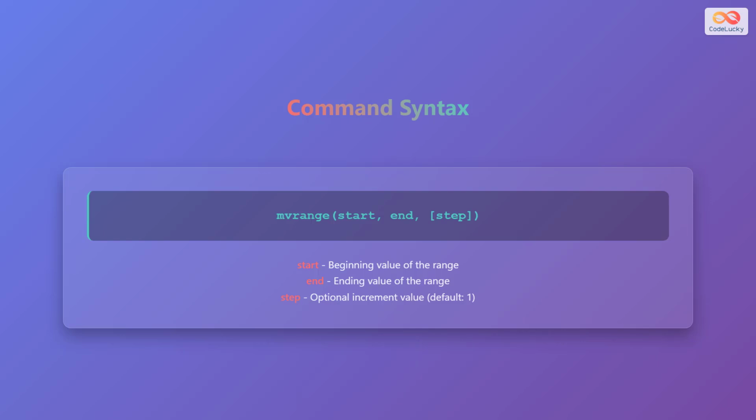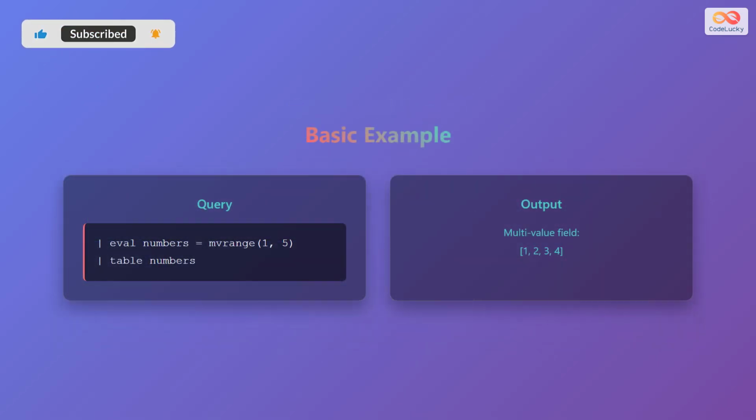If you don't specify the step parameter, it defaults to 1. This simple syntax gives you complete control over the numeric sequences you want to generate. Let's look at a basic example to understand how mvrange works.